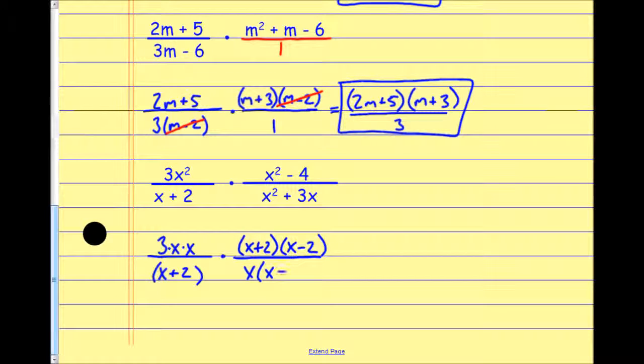And here's why I showed that 3x squared as the individual x's, because now I can see that one of these x's is going to cancel out with the one that's in the denominator. I've got a pair of x plus 2's that can cancel out. And so now in my numerator, I've got a 3x times an x minus 2. In the denominator, I just have the x plus 3 left. And that's it. I leave it in that factored form. Okay?